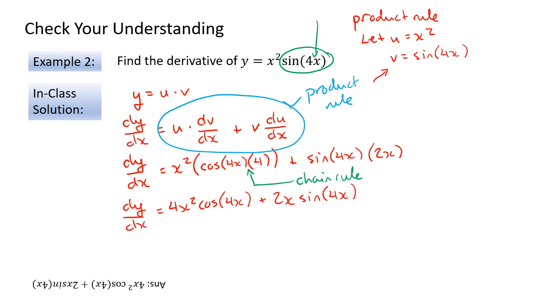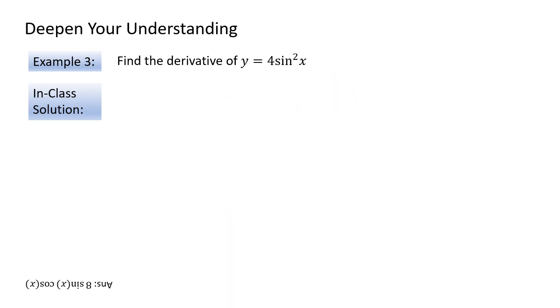Okay, as always, you can walk through this example by pausing it and replaying it, but you can also ask questions about them during our tutorial sessions. Okay, so our third example is a little bit different, because it has sine that's squared. So find the derivative of y equals 4 sine squared of x.